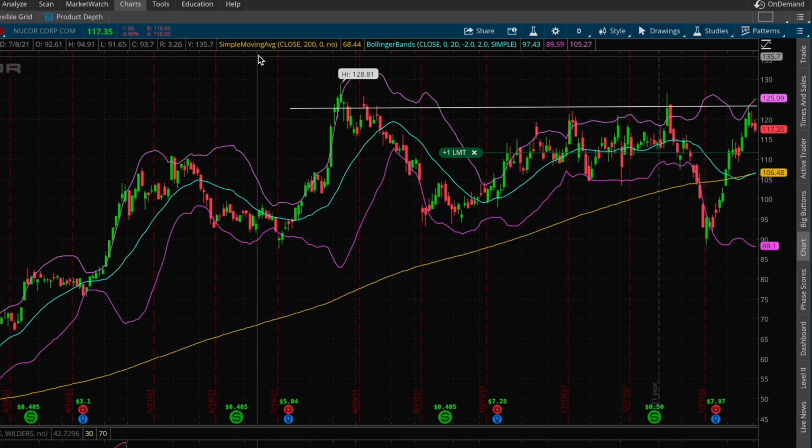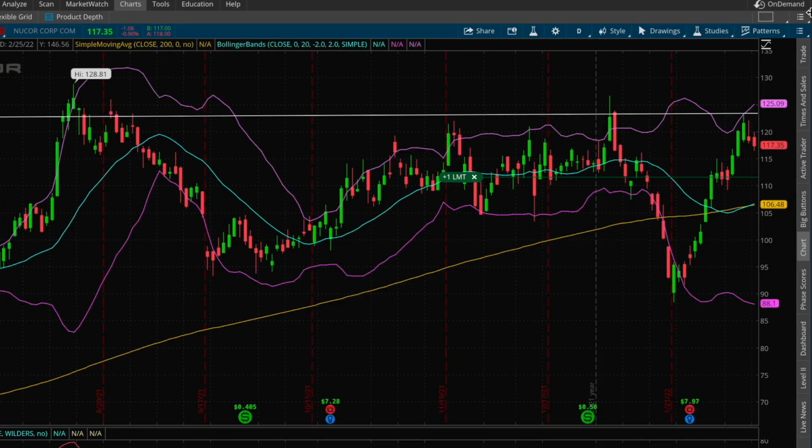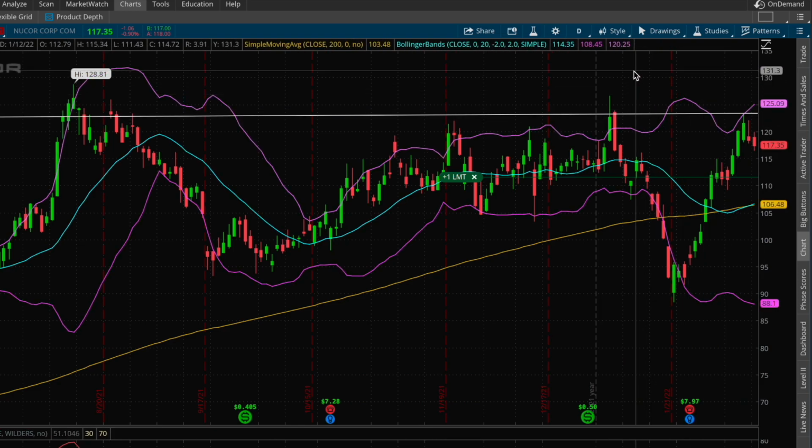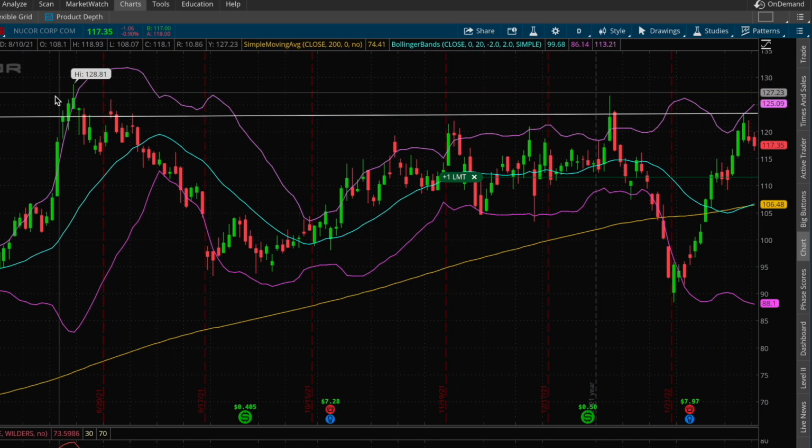If I go ahead and zoom in here a little bit, also take note of this pretty rough resistance level right around here at 123 bucks per share or so. Again, this is a pretty rough estimate, but as you can see here, here, and all the way back over here, Nucor has had a very tough time getting above that price point.